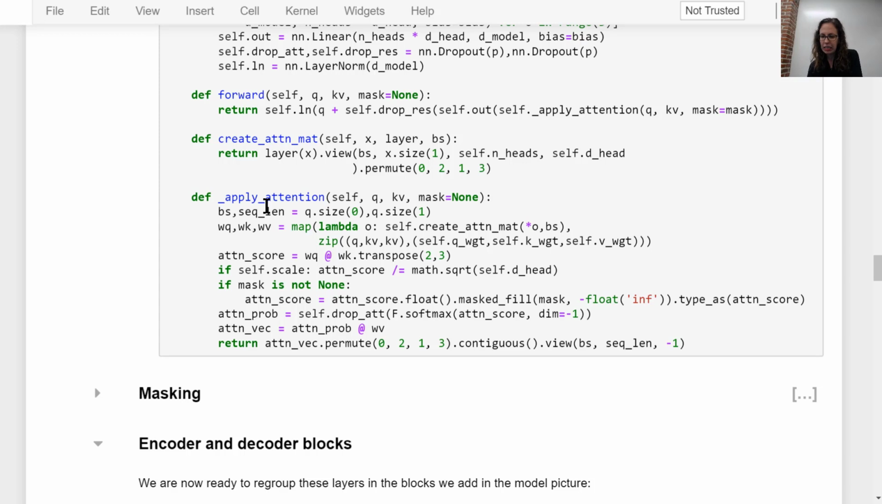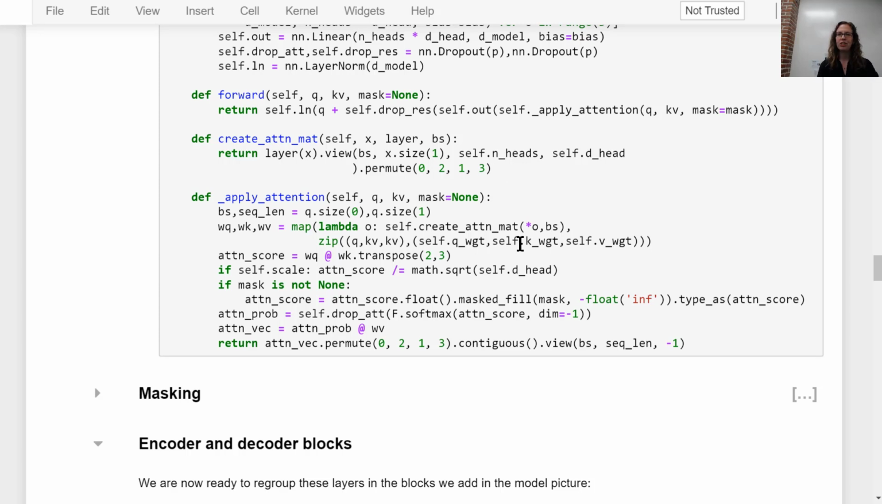So we'll need the batch size and the sequence length. Then we're going to call this helper method create attention matrix on Q. The reason we're feeding KV in twice is that once it'll be used as K and the other time as V, with the weights for Q, K, and V. And these are being zipped together, so Q and the weights for Q are passed in together, and this is just creating a layer. We want to view this as batch size times this first dimension from X, which is probably the length of the sequence, times the number of heads by the dimension of heads.